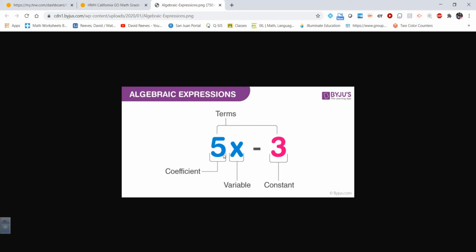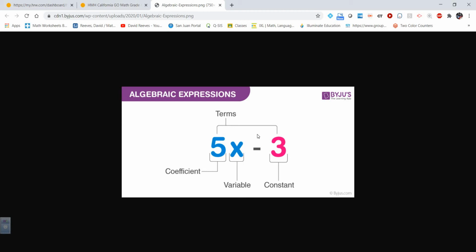But this 5, however, would be a coefficient. All right. The coefficient tells you how many of that variable you have. So this is called 5x, but sometimes we'll say 5x's because that's what we have. We have 1x plus 2x plus 3x plus 4x plus 5x for a total of 5x's. So a coefficient is a number or a constant in front of a variable in an algebraic expression.